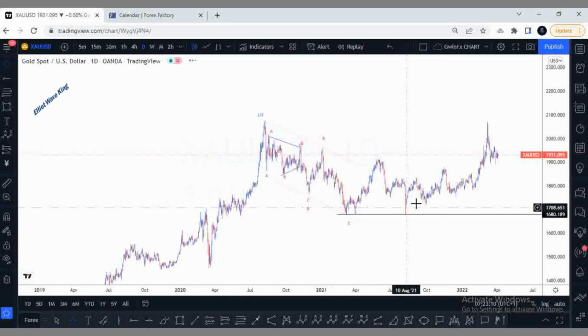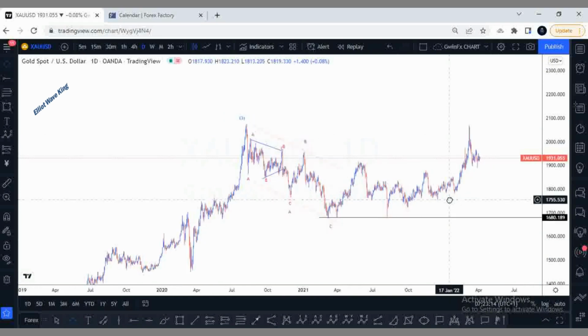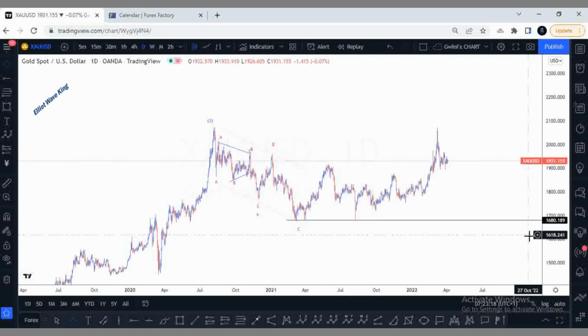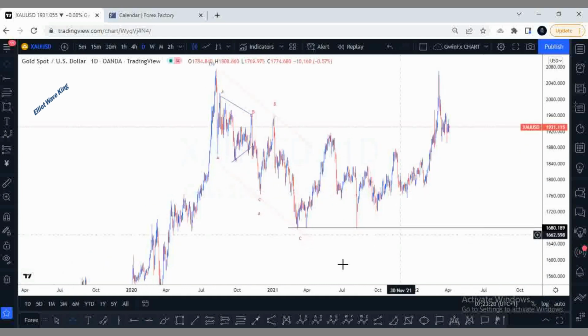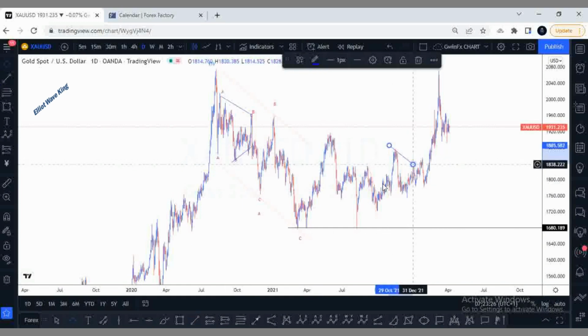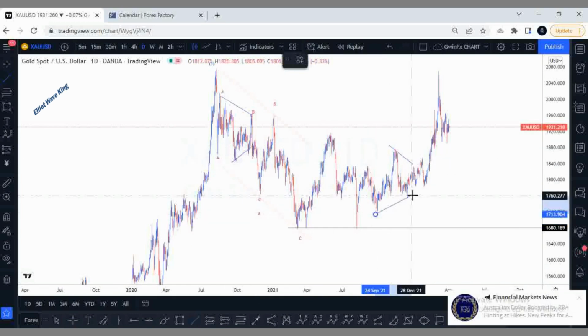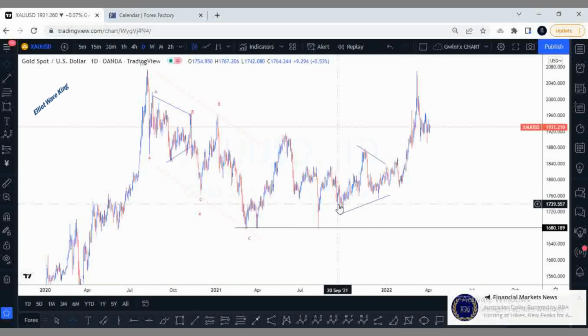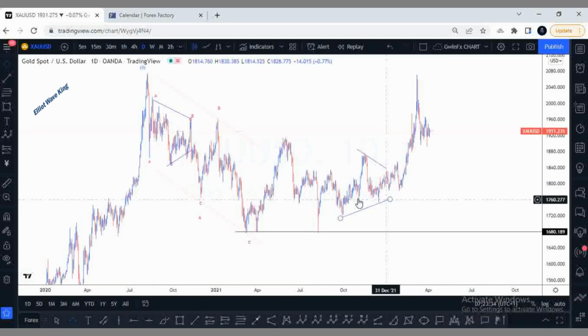Okay, so what we started to have here is the start of another structure. So these are the lows. We had a double bottom right here, then we started to see another structure. This is another structure here which I can identify for you guys, and this is our start of a structure.